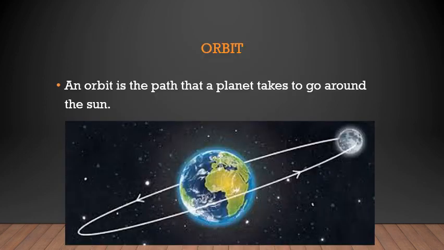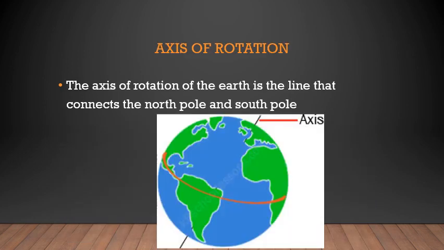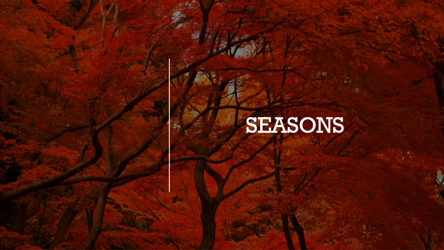Next is, what is an orbit? Orbit is the path that a planet takes to go around the sun. Next, what is axis of rotation? This is an imaginary line that passes through the center of an object around which the object rotates. The axis of rotation of Earth is the line that connects the North Pole and the South Pole. As I told you, axis is an imaginary line. We are imagining it to be present. So that line which connects the North Pole and the South Pole is called the axis of rotation or the axis. The axis of the earth is always at an angle.